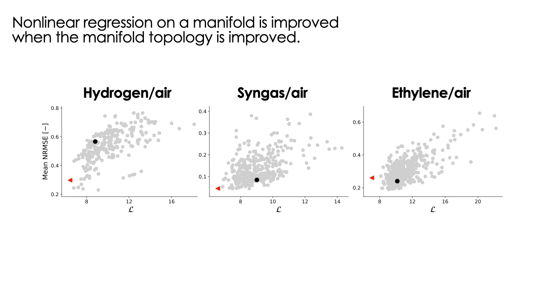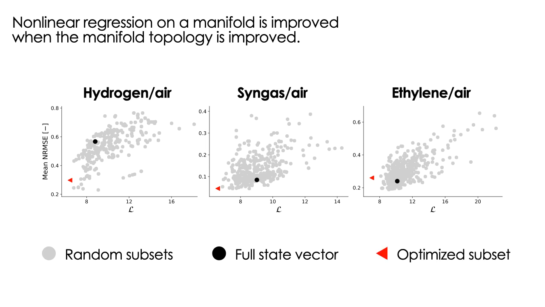So more generally, we have observed across a couple of fuels that we tested that there is a correlation between what our cost function tells us and the regression performance. So on these three plots, you can see on the x-axis the cost, on the y-axis the errors from kernel regression, and the gray points are randomly generated subsets of the state vector. We generated sufficiently many subsets so that we can see some trends emerging on those scatter plots. With the black dot, I mark the full state vector, and with the red triangle, I mark the optimized subset, which came from our subset selection algorithm.